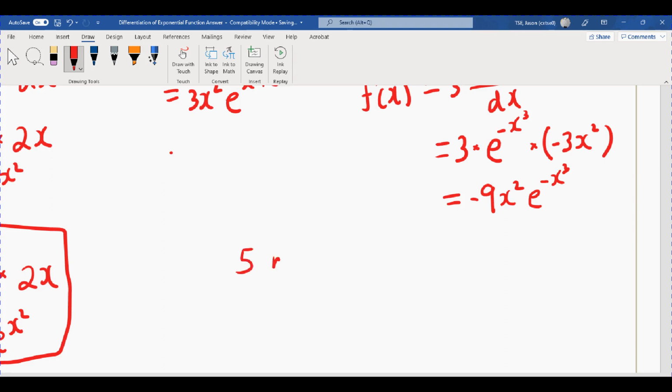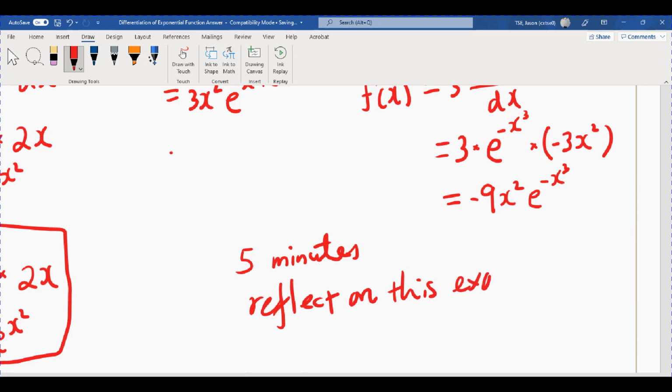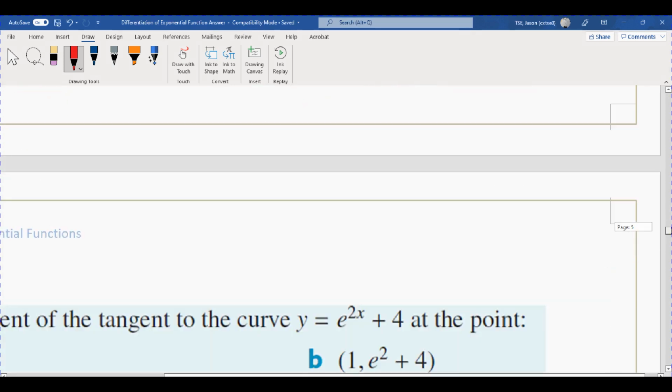So spend 5 minutes to reflect on this example. Okay. So I'm going to turn my fans on. It's really hot in my basement. Sorry. Okay, 5 minutes and I'm back.